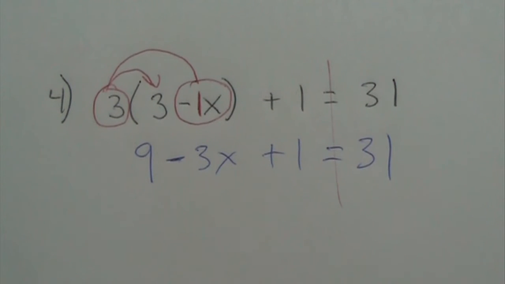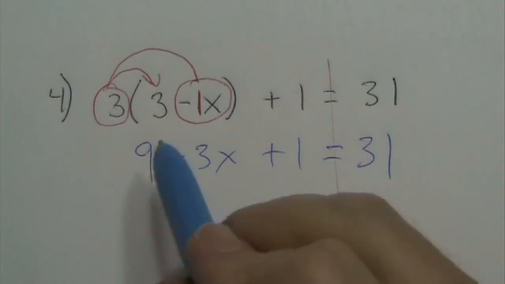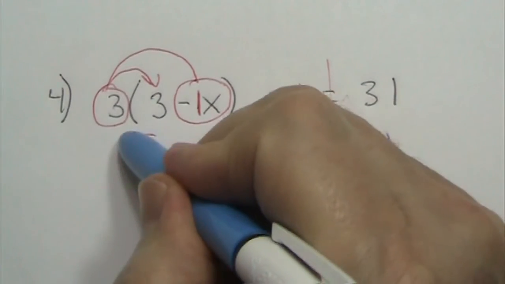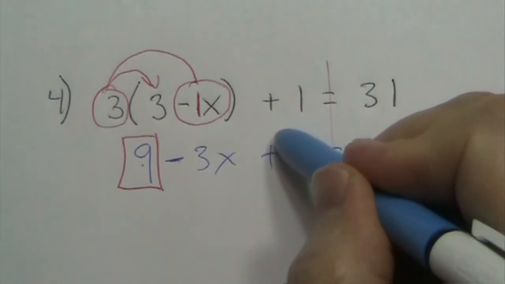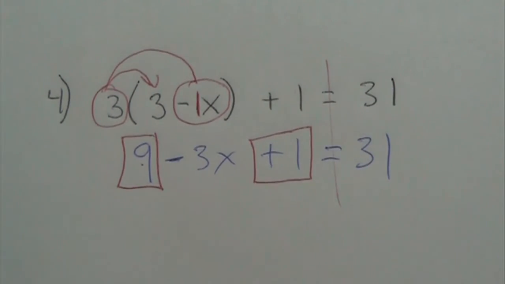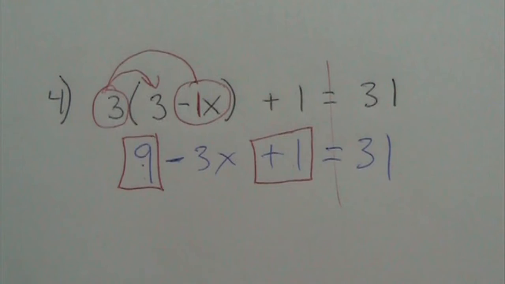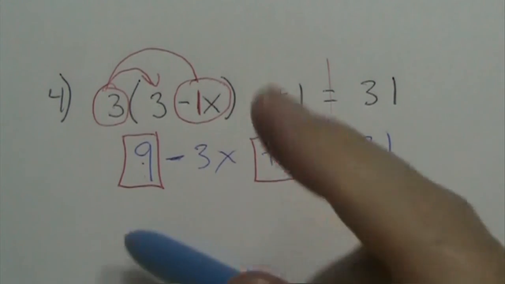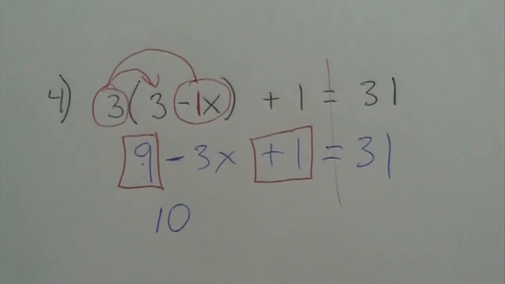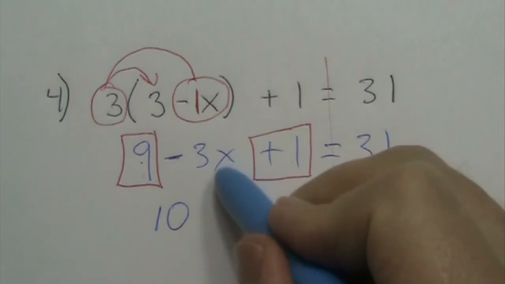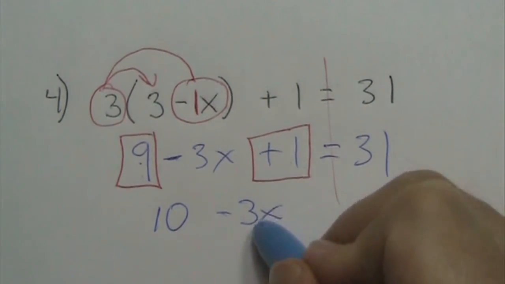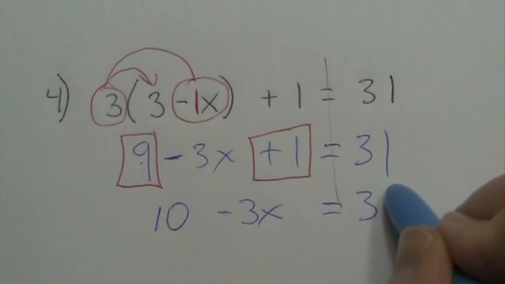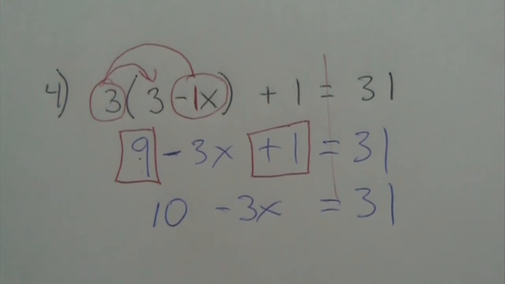I notice I have like terms, so I'll put those together. We have a 9, and we have a 1, plus 1. 9 and 1, that's 10. Then I have a -3x.